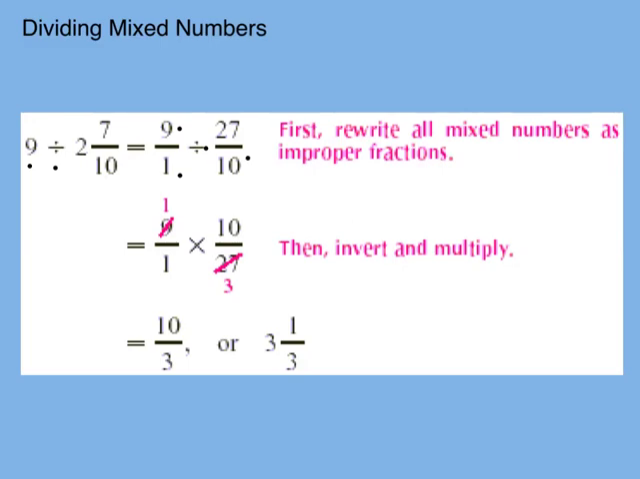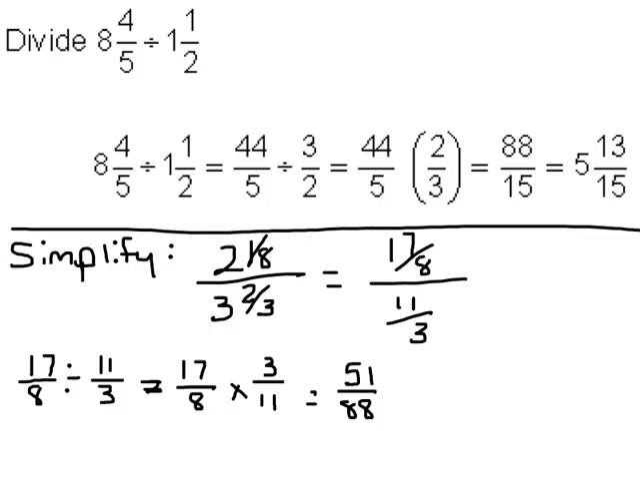The next thing we need to do is flip. Then can we cross cancel? Yes, 9 and 27 are both divisible by 9. The 9 becomes a 1, the 27 a 3. 1 times 10 is 10, 1 times 3 is 3. 10/3, or that could be reduced back to a mixed number of 3 and 1/3.